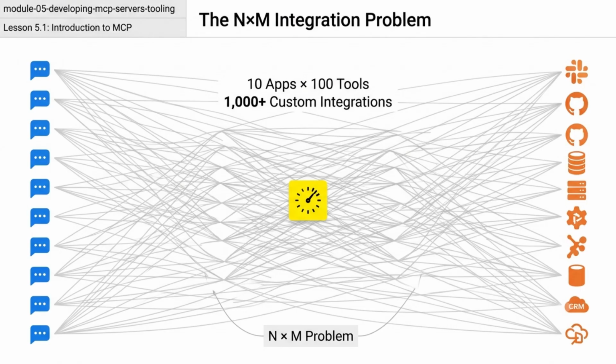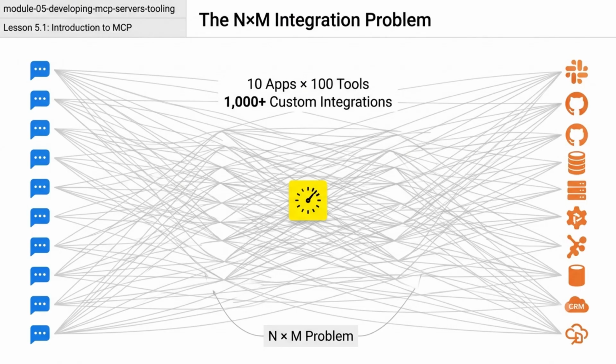So engineers at Anthropic actually had a name for this mess. They called it the N times M problem. N tools, M applications, and a nightmare of custom glue code holding all these things together.